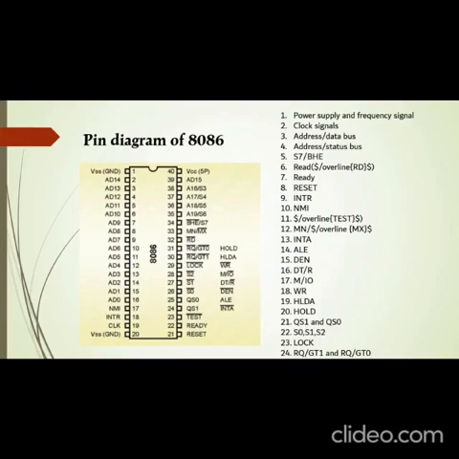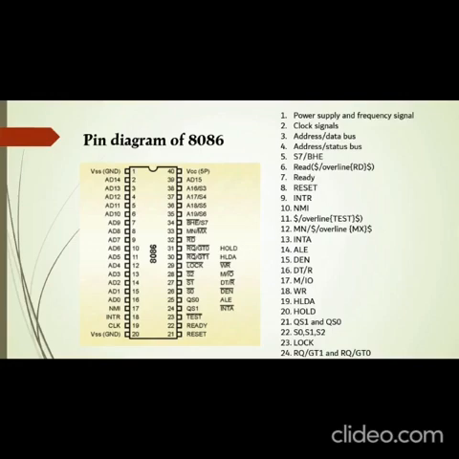INTR. It is available at pin 18. It is an interrupt request signal which is sampled during the last clock cycle of each instruction to determine if the processor should consider this as an interrupt or not. NMI stands for non-maskable interrupt and is available at pin 17.